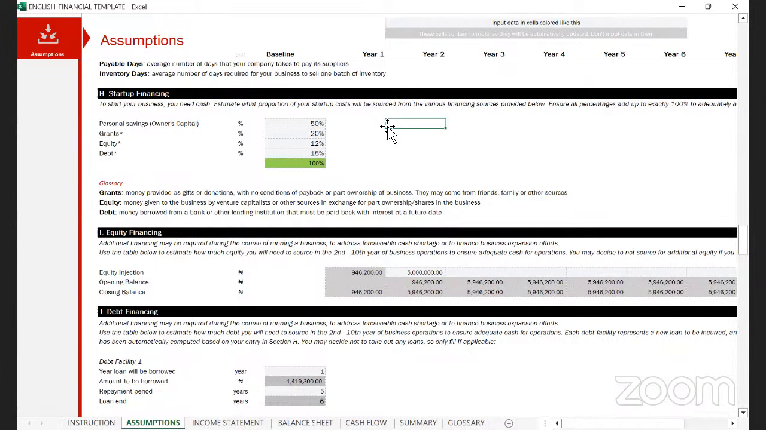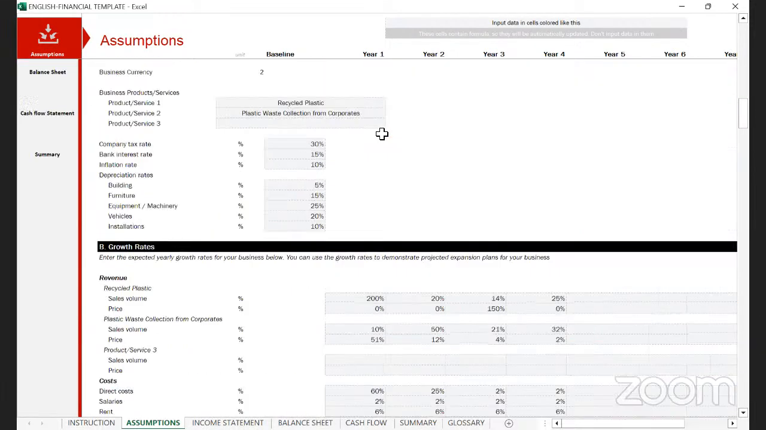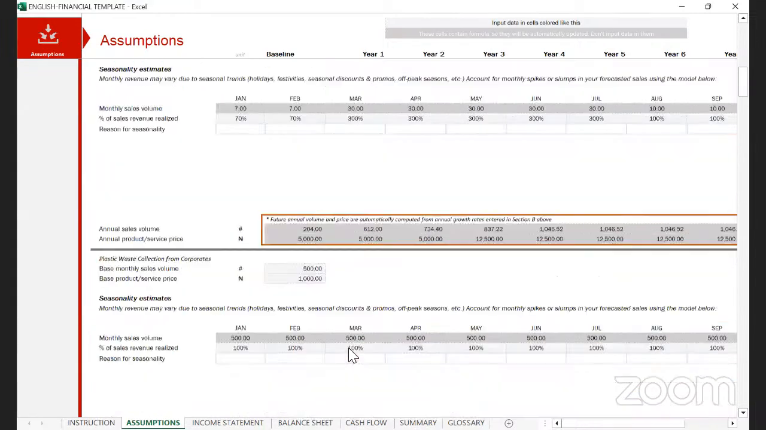So out of the total money that you need to start the business, and let's assume you have done your calculation and you know that you need 30 million to start your business. Of course, in this template, you don't need to put 30 million because this template will already compute what your total startup cost is based on all the information you provided here for startup cost. It would compute it for you.